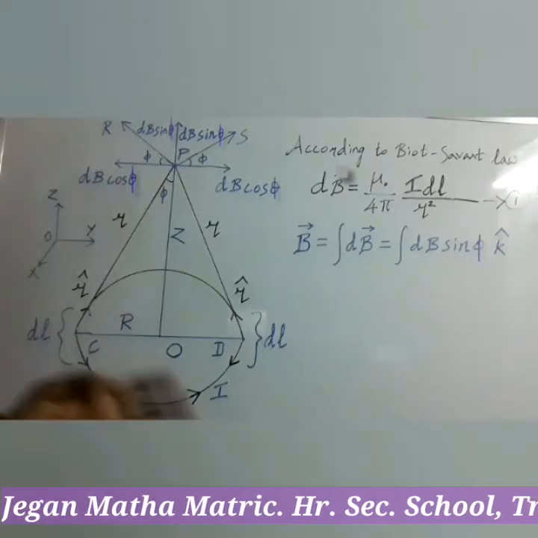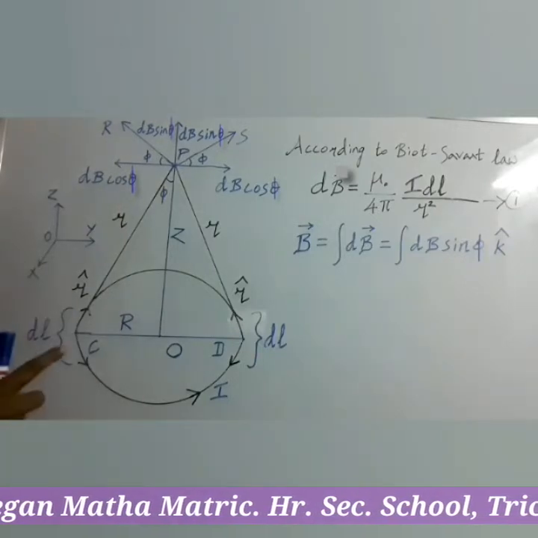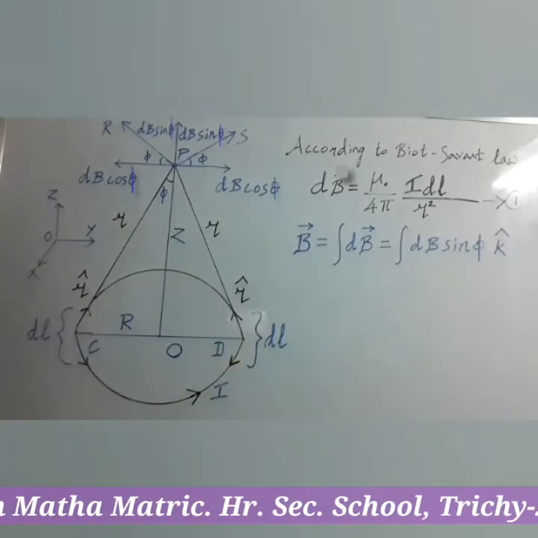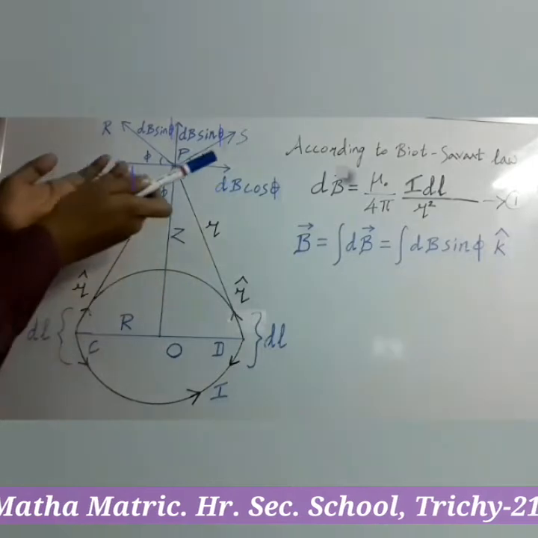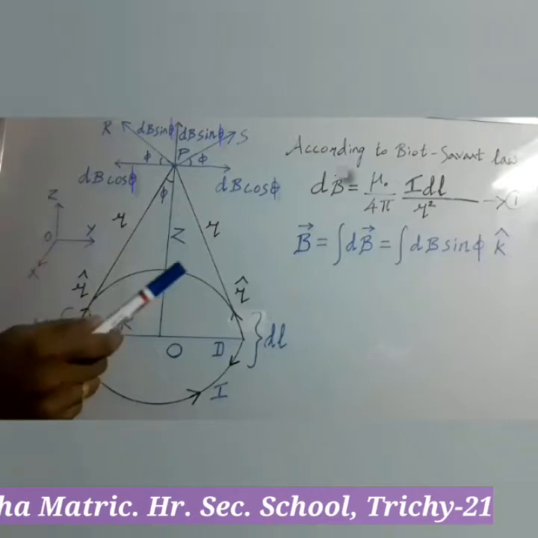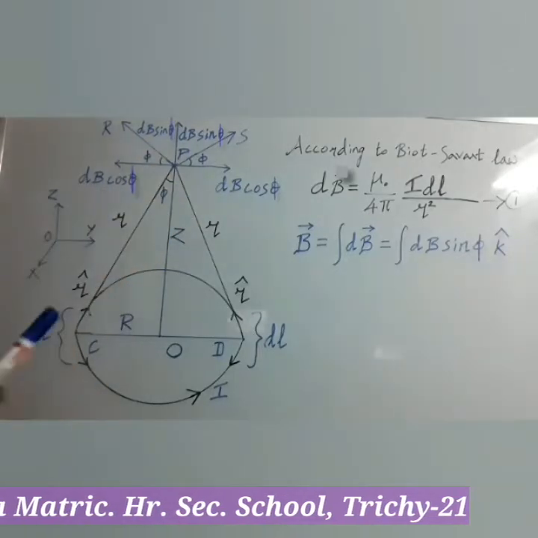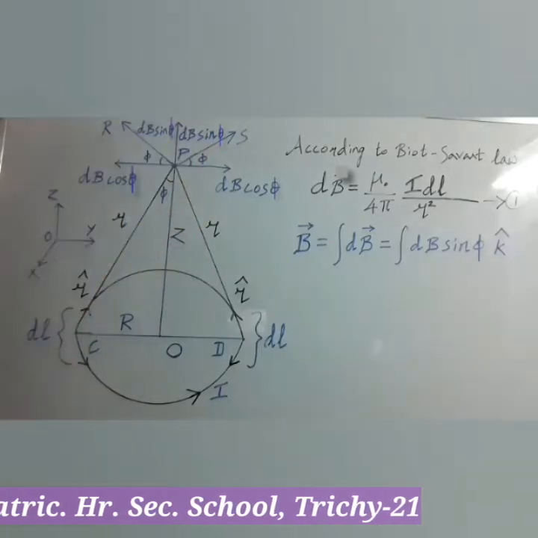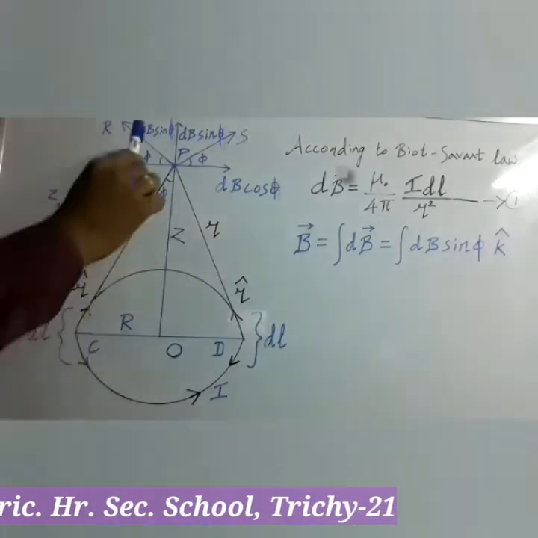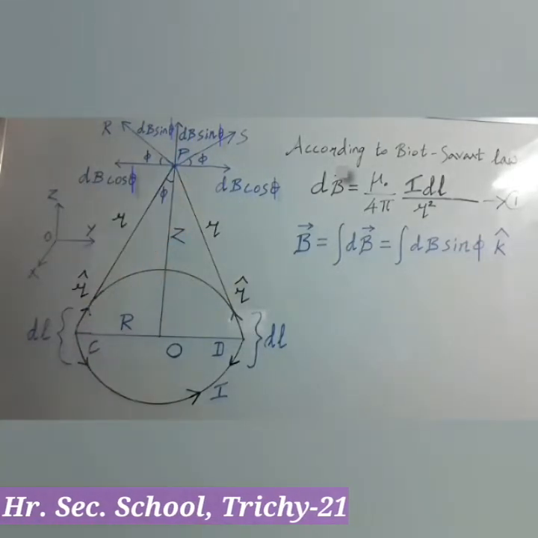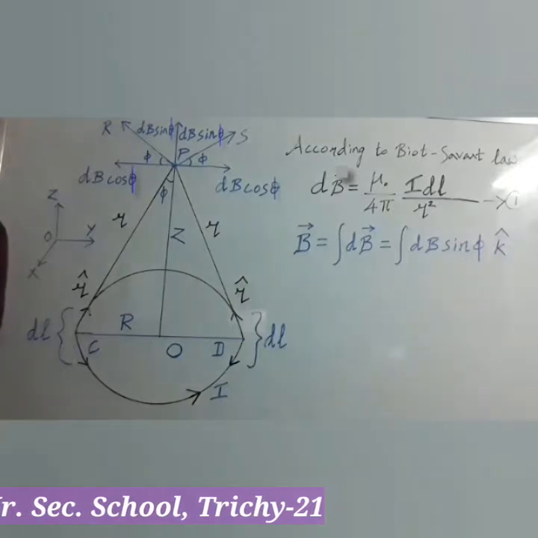The magnetic field dB due to each current element is resolved into two components. dB cos phi is the horizontal component, and it acts along the Y direction, and dB sin phi is the vertical component, and it acts along the Z direction. The horizontal components cancel out because they are in opposite directions. The vertical components dB sin phi alone contribute to the net magnetic field B at the point P.